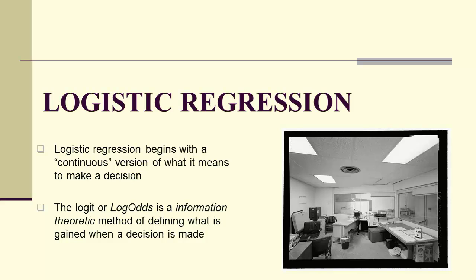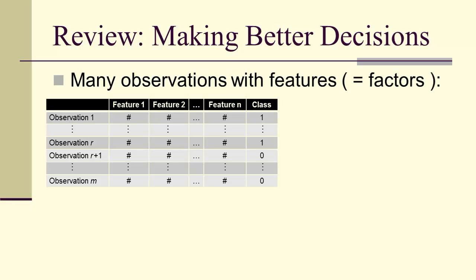So now we're ready to look at logistic regression. We're going to be looking at the logit, or log odds. It's an information theoretic way of defining what is gained when a decision is made. Let's review a little bit.